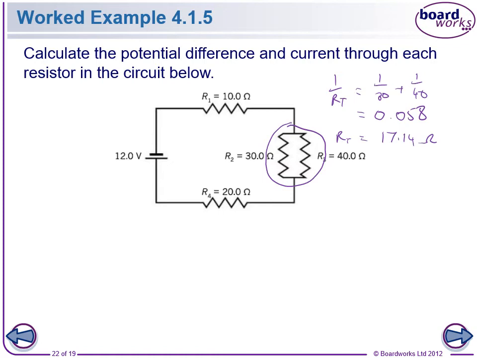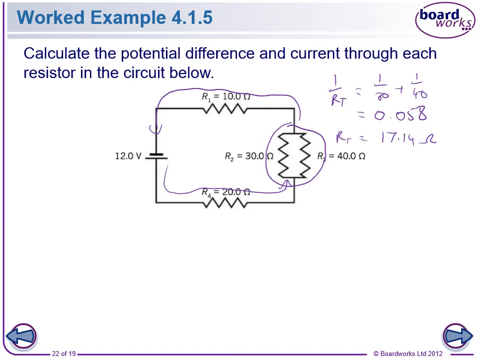So let's say we do that. Let's say we replace the 30 and the 40 with a 17.14 ohm resistor, and all of a sudden, look at this now, we have a series circuit. So anytime you have a combination, look at the resistors that are in parallel, work out the equivalent resistance of just the ones in parallel so that we can replace them and make it into a series circuit.